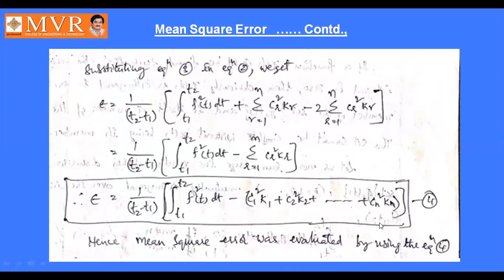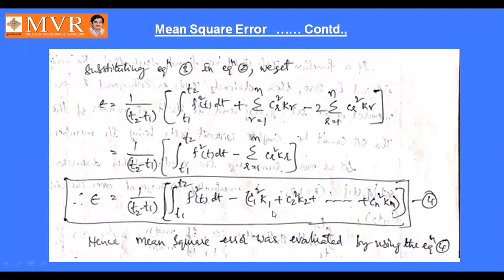Okay, substituting these values in equation number 2, we get epsilon is equal to 1 by t2 minus t1 into integral t1 to t2 f square(t) dt plus sigma r equal to 1 to n cr square kr minus 2 into sigma r equal to 1 to n cr square kr, which will become minus sigma r equal to 1 to n cr square kr. So epsilon is equal to 1 by t2 minus t1 into integral t1 to t2 f square(t) dt minus c1 square k1 plus c2 square k2 plus c3 square k3 plus up to cn square kn.